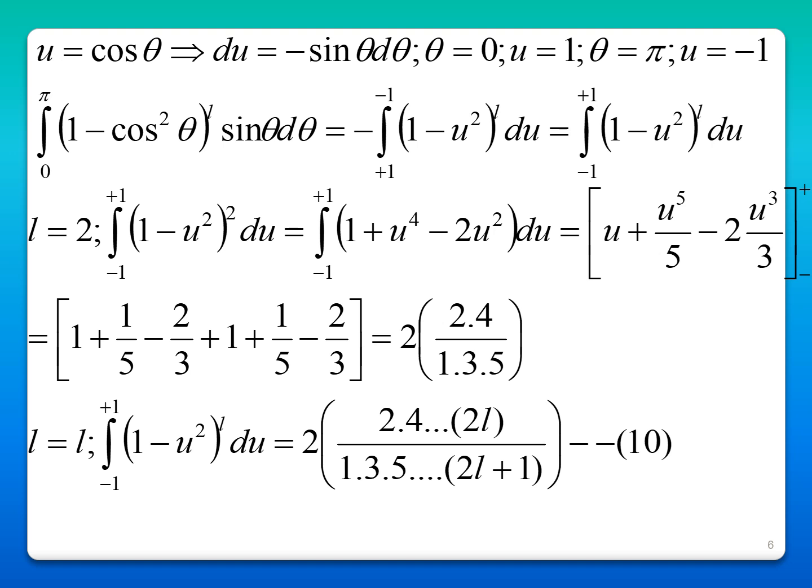So instead of L is equal to 2, if you put L is equal to L, then it will go like this, and it is integral from minus 1 to plus 1, (1 minus u squared)^L du is 2 into 4 into etc. It will go up to 2L, and similarly the denominator 1, 3, 5 etc. up to 2L plus 1.